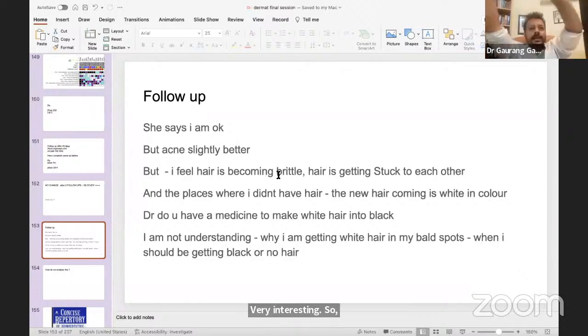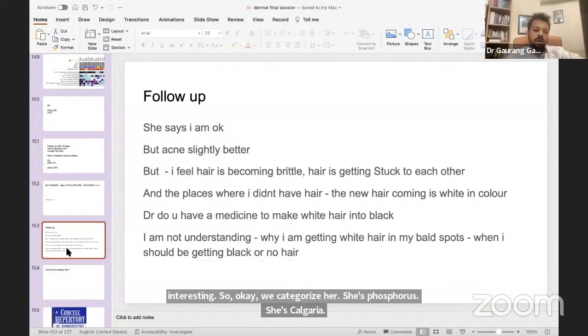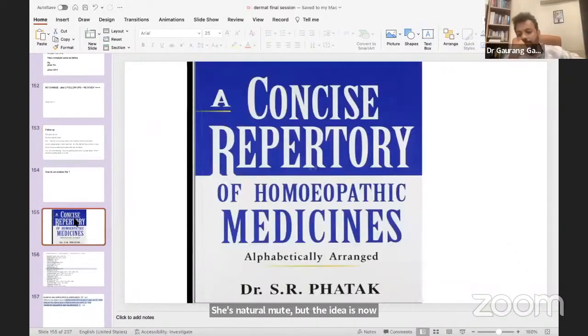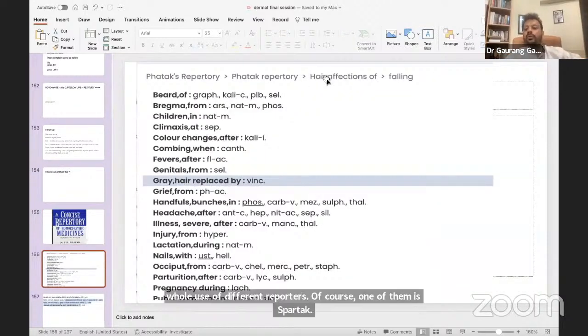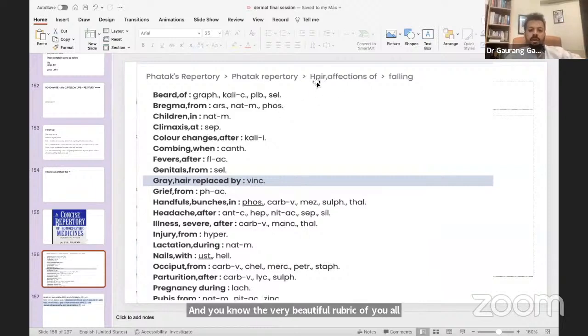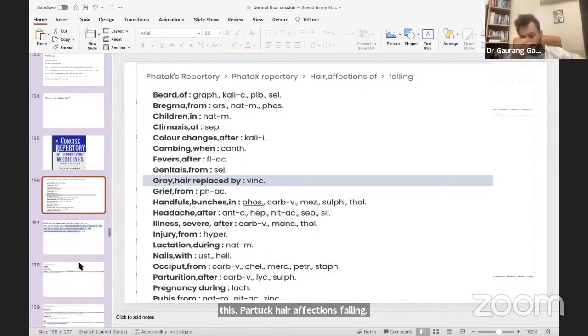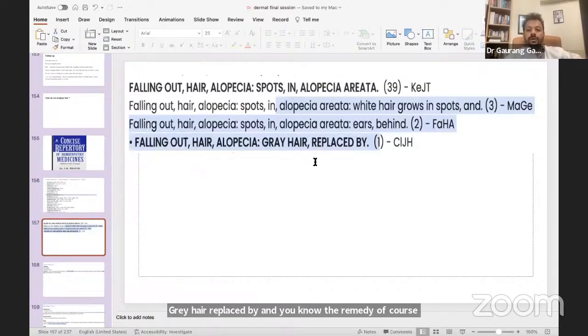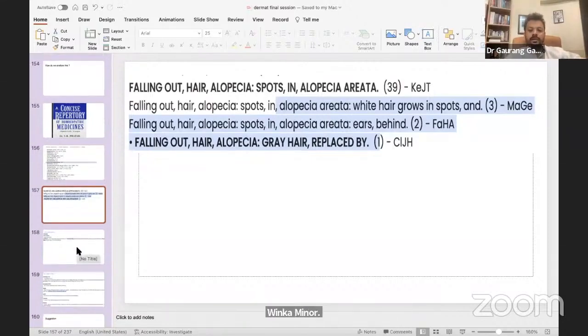So, okay, we categorize her. She's Phosphorus, she's Calcarea, she's Natrum muriaticum. But the idea now is to find more exact symptoms. And this is where there is a whole use of different repertories. Of course, one of them is Phatak. And the very beautiful rubric of Phatak. You all know this. Phatak, hair affections, falling, gray hair replaced by, and the remedy, of course, is the beautiful remedy which you already know, Vinca minor. Yes, Vinca minor, ladies and gentlemen.